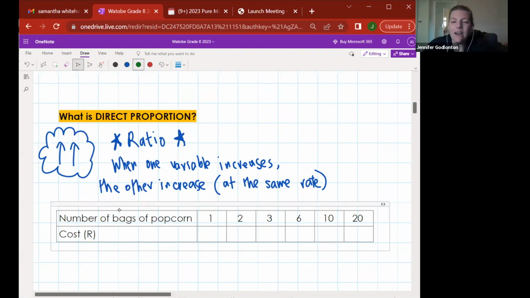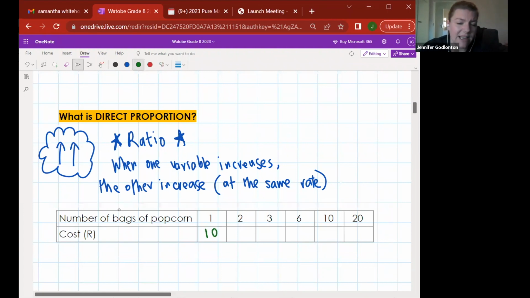Okay, so we are looking at direct proportion. The easiest example with direct proportion is to think about popcorn. If I bought a bag of popcorn at the tuck shop, and let's say that bag of popcorn cost me 10 Rand. Okay. If I buy more bags of popcorn, it's going to cost me more money. The more popcorn I buy, the more money I'm going to spend. So as one goes up, the other also goes up. Okay, that is direct proportion.